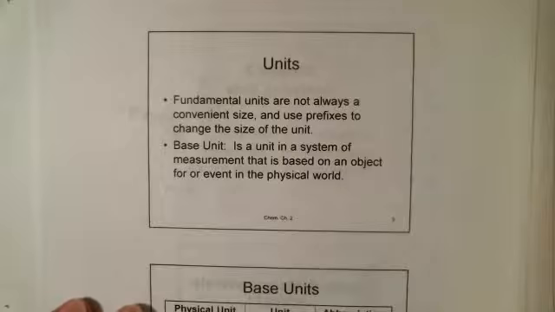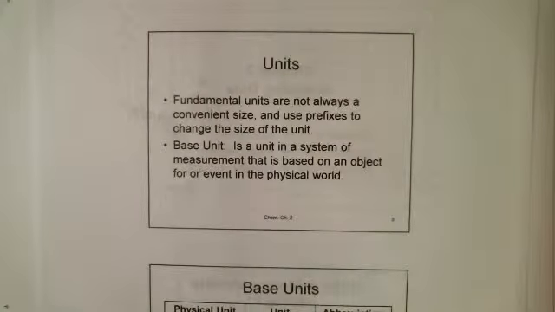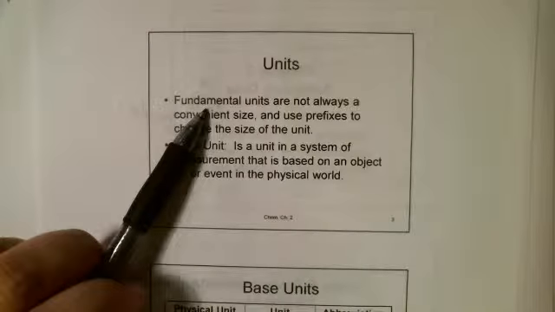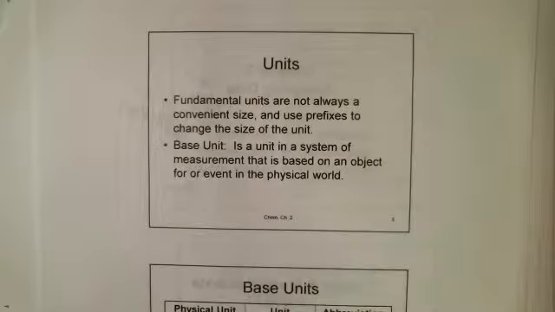Let's page over to the back. Fundamental units are not always a convenient size, and therefore we use prefixes to change the size of a unit. Now, fundamental units are things like kilogram, meter, second, etc. But referring back to your gummy bear experiment, your gummy bear wasn't close to a kilogram. It was a couple of grams. So we use prefixes to change the size of a unit, for example, a gram and a kilogram, or a milligram, etc.